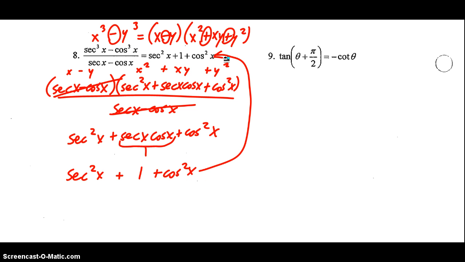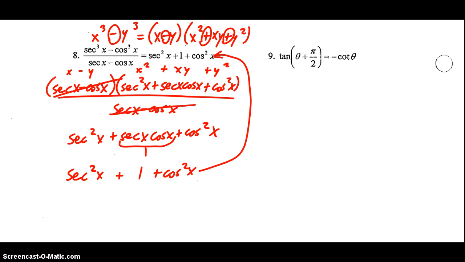Again, you can use this list of properties on your quiz tomorrow, as well as the table of values, okay? The next one, tangent of theta plus pi over 2.